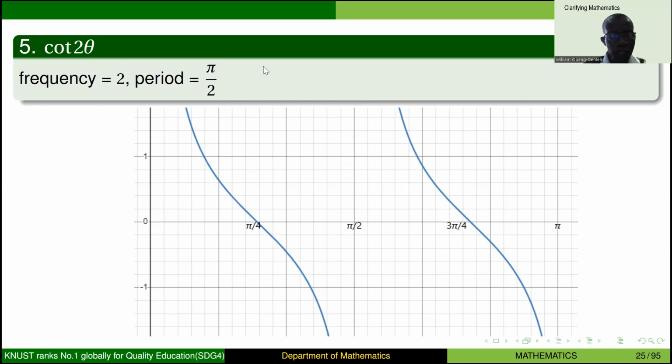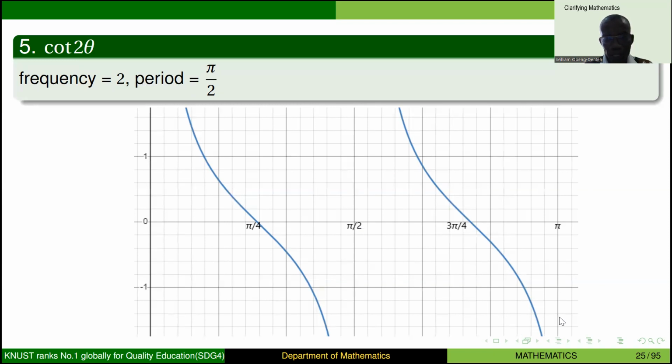And so our frequency will be 2. The period, we shall divide pi by 2. So the period for this graph will be pi on 2. So it means that between 0 and pi on 2, you get a graph. Then it will repeat itself every pi on 2. Good. So let's look at how we sketched it.